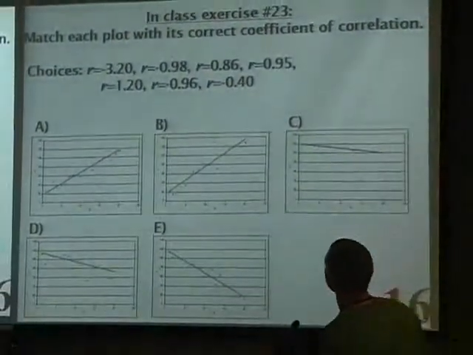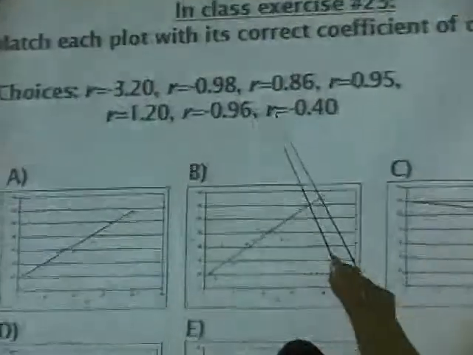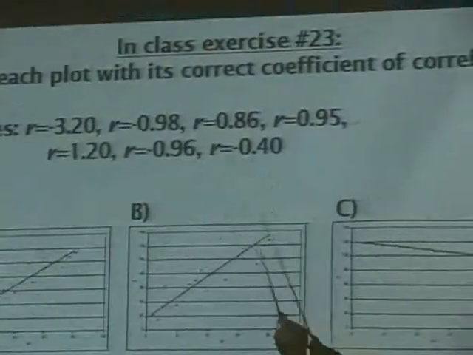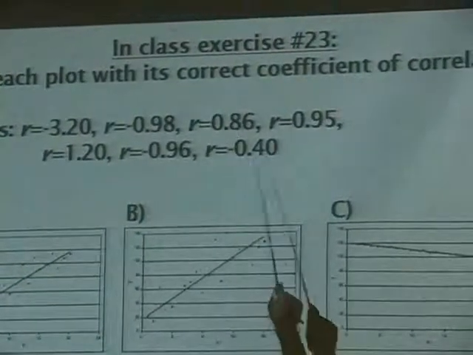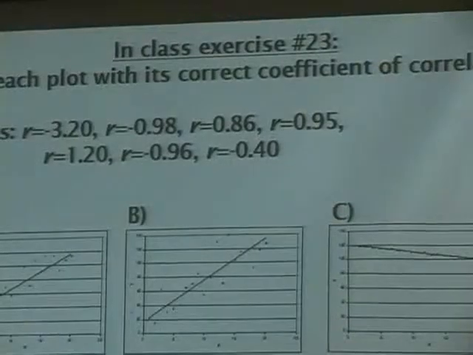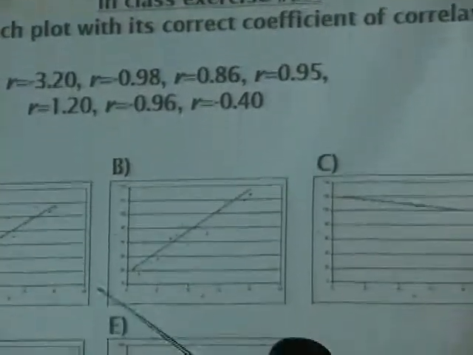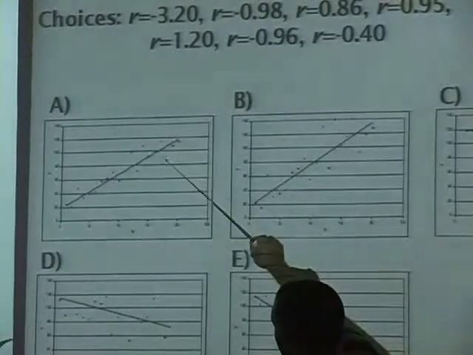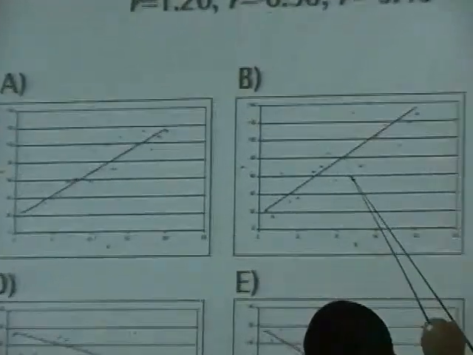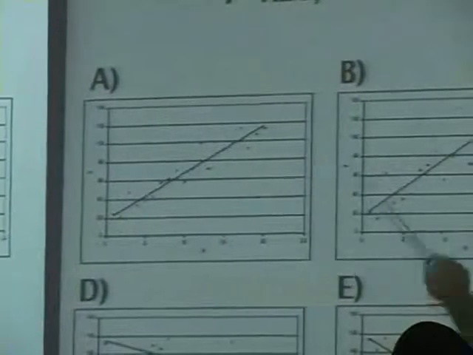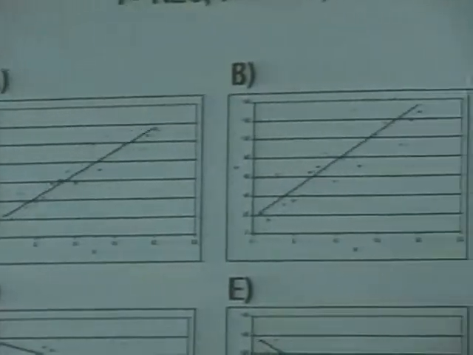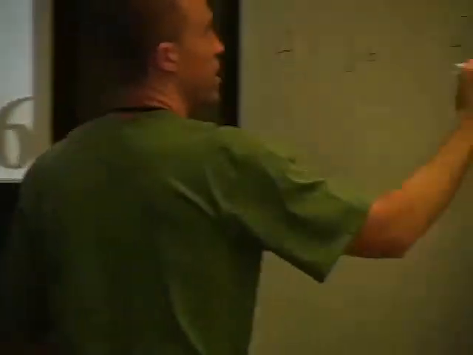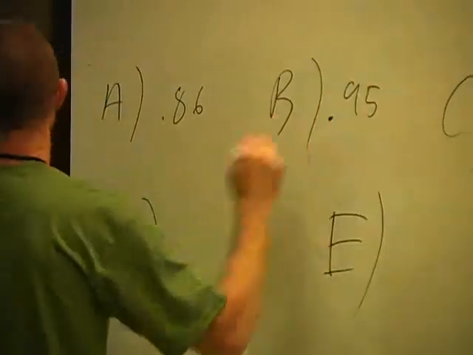And then I have 3 negative guys and 2 positive guys. So we can do the 2 positive guys first. Those must be A and B. And if you compare A and B, arguably in A, the points are closer to the least squares regression line than they are in B. So A must be a picture of 0.86, and B must be a picture of 0.95. So if you want to know what is 0.86 correlation.